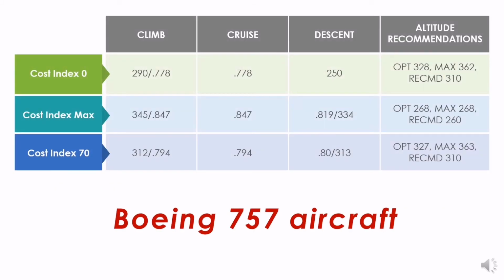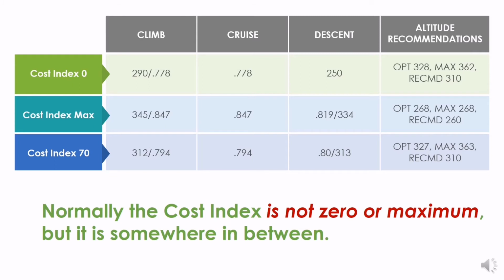Let's look at an example. This is for a Boeing 757 aircraft. Normally, the cost index is not 0 or maximum, but somewhere in between. In this example, cost index 70 would be used by the 757 pilots, and it will give them a climb of 312 knots, decimal 794 Mach. In the cruise, decimal 794, descent, decimal 80 and 313 knots.